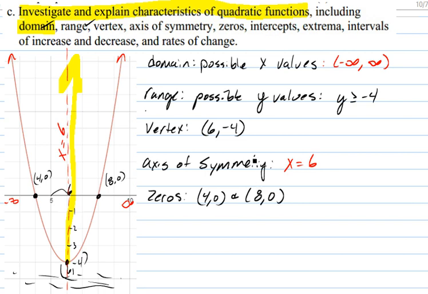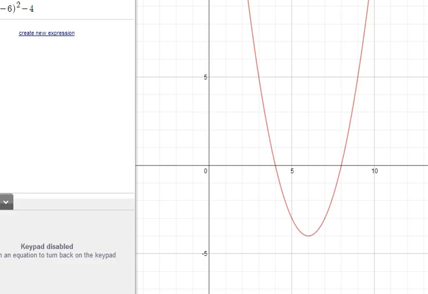Now I want to know intercepts. Okay, that's two different types of intercepts. We have x-intercepts, and we have a y-intercept. So my x-intercepts are going to be my zeros of the function, 4, 0, and 8, 0. And my y-intercept, well, in this graph it's really hard to tell because I didn't capture the whole graph. So let me go back over to the calculator I was using, and let's look at this entire graph.